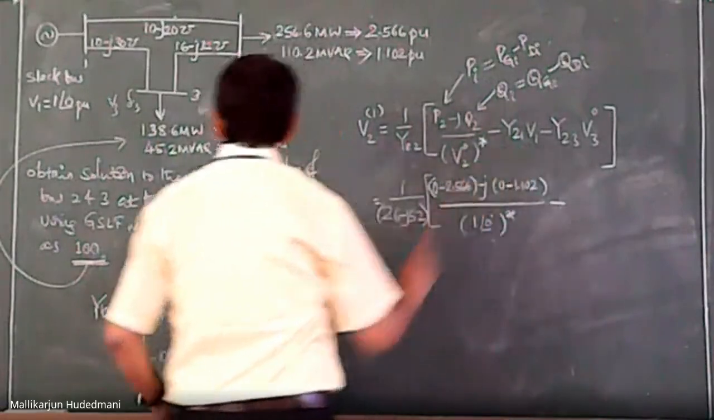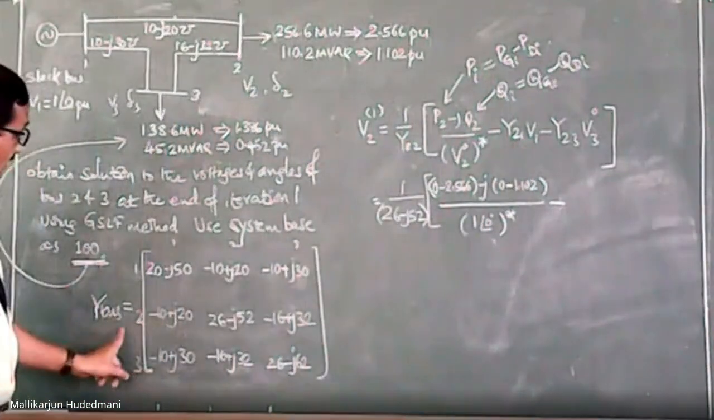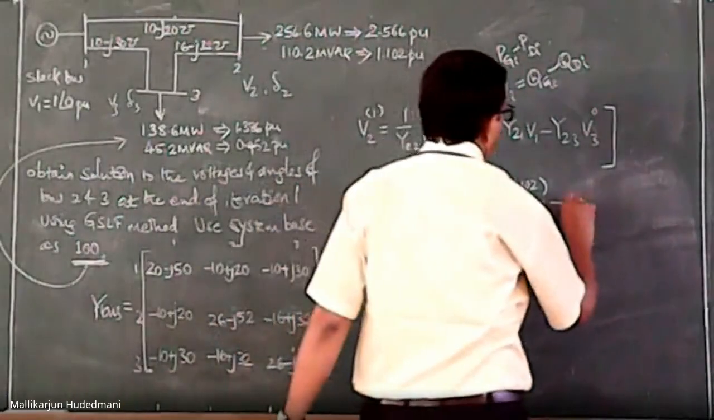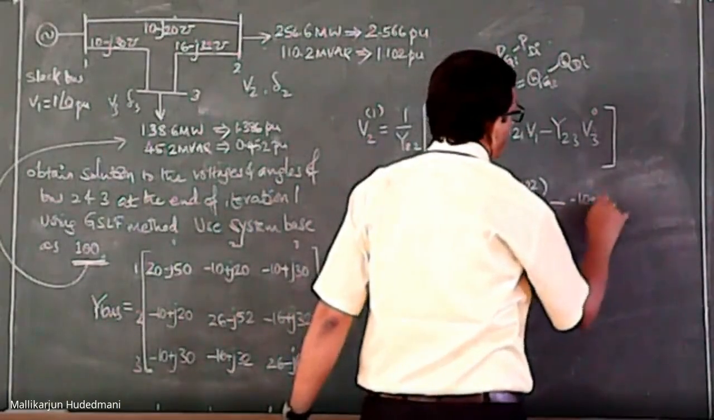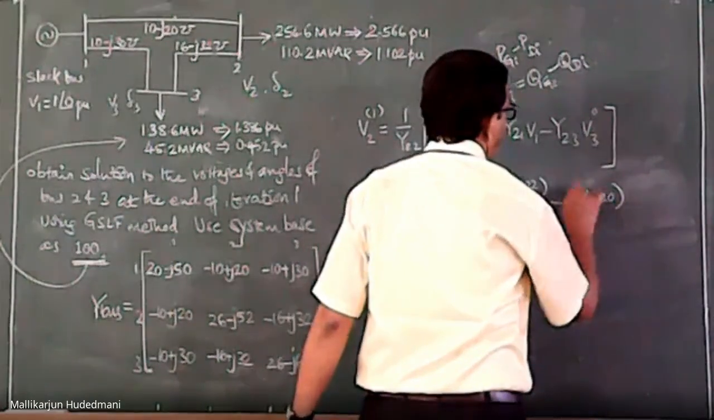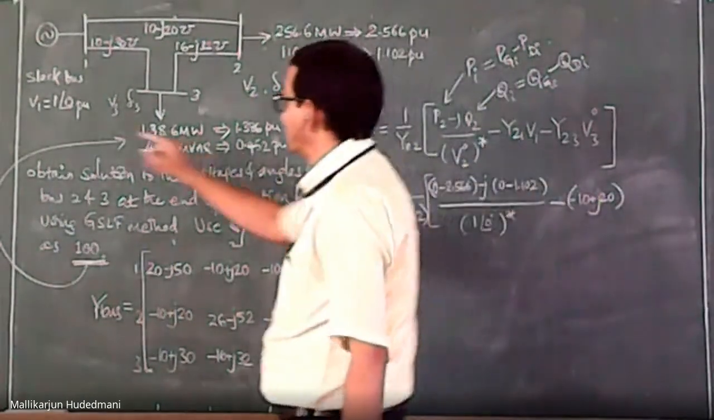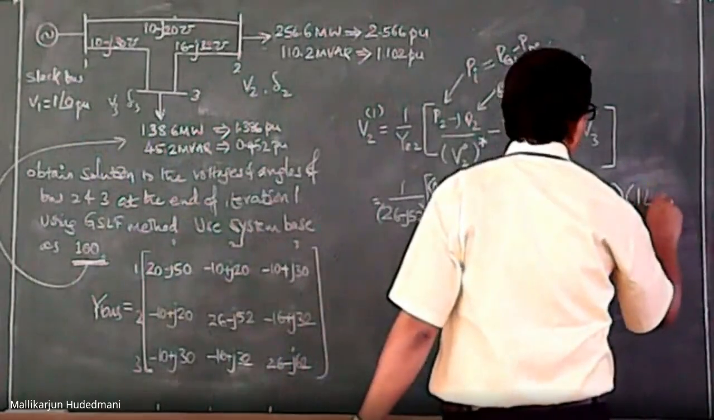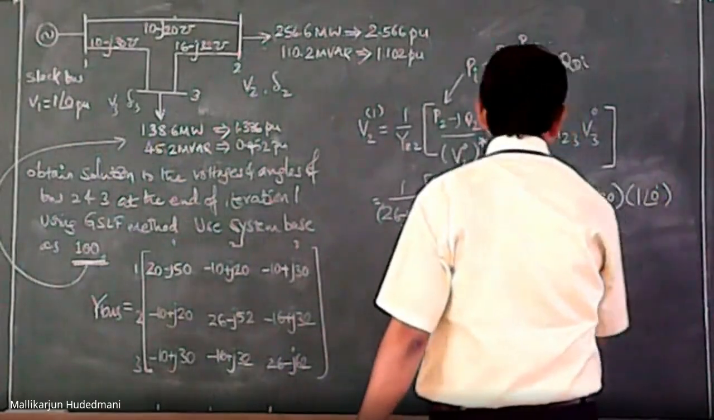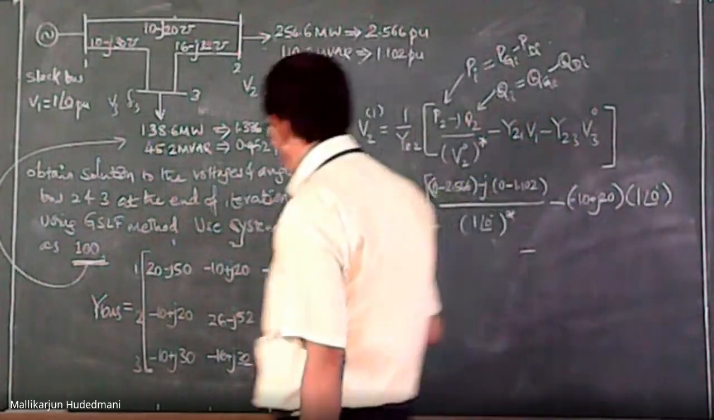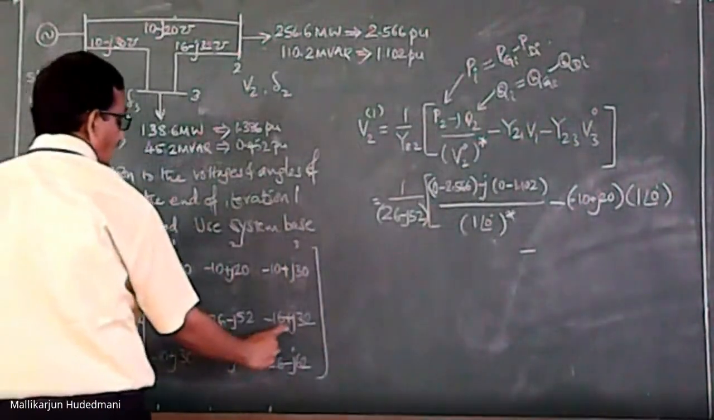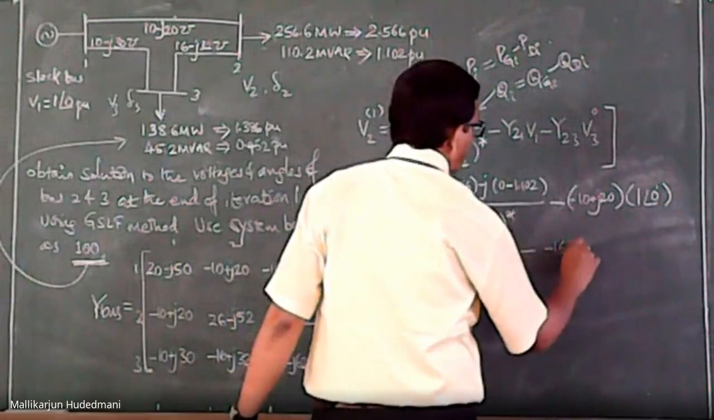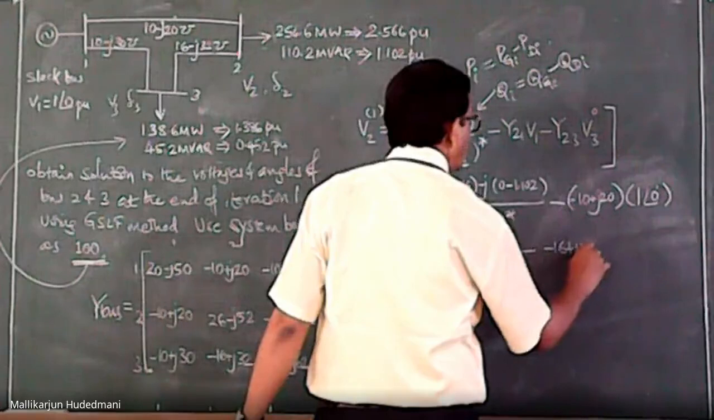So then it's very simple. What is Y21? Y21 is element number 1 in the second row, which is minus 10 plus j20, into, what is the slack bus voltage? Slack bus voltage is 1 angle 0. Minus, next term, Y23. 2 to 3 there is a connection. Y23 is here, which is minus 16 plus j32.